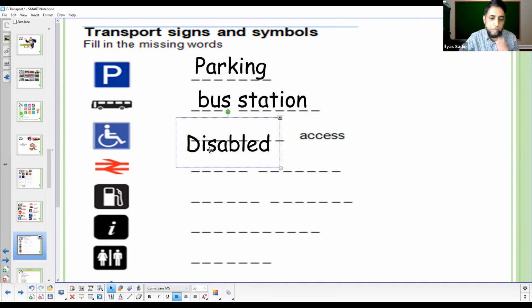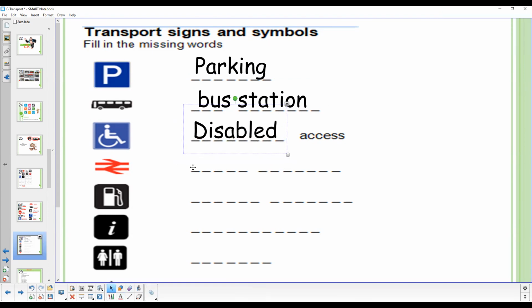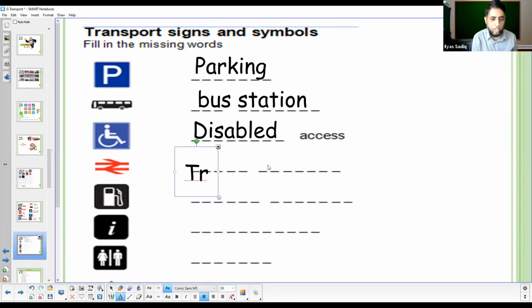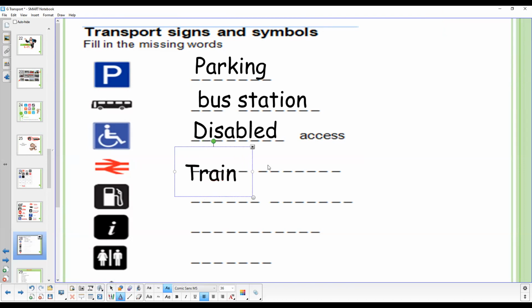Let me make it a bit better. Train station. Right, and why is this here? Train station. T-R-A-I-N. Station. S-T-A-T-I-O-N. Yeah, train station.